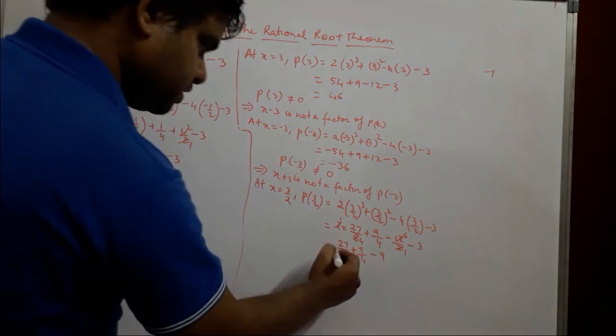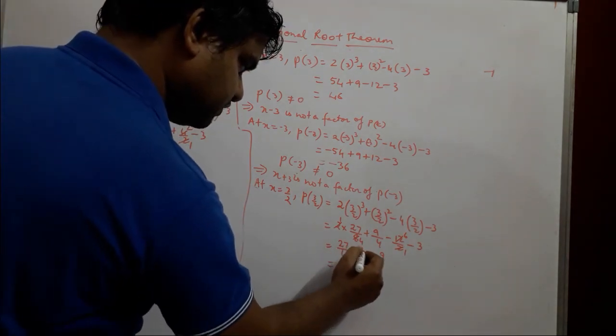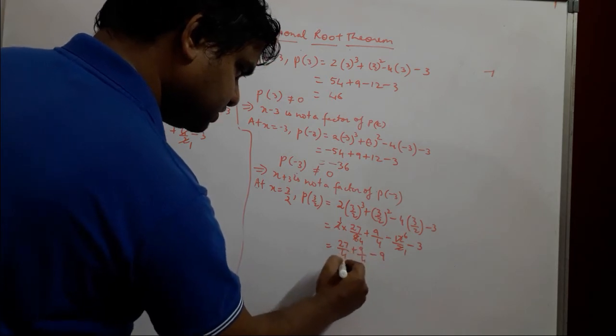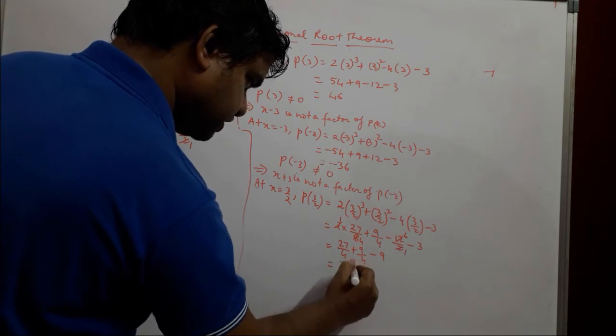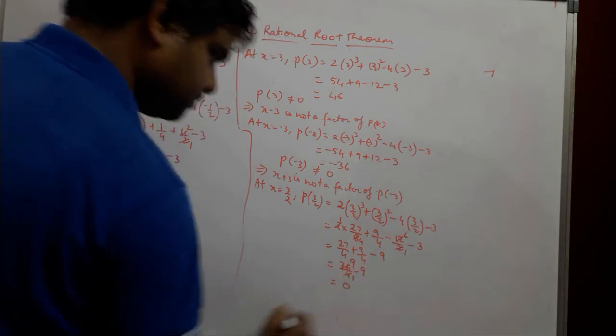Okay, and here 27 plus 9 we can add up because the denominators are the same. We get 36 upon 4 minus 9. 4 ones are 4, 4 nines are 36. 9 minus 9 is 0.